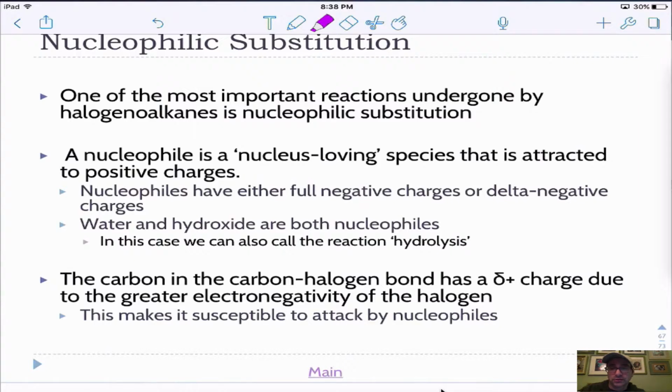Water, hydroxide, OH minus, H2O, those are both really good nucleophiles. And what you're going to see is that there's going to be a partial positive charge assigned to the carbon atom of the organic compound, and the nucleophile is going to be attracted to that partial positive charge of the carbon, and it is going to react with it.